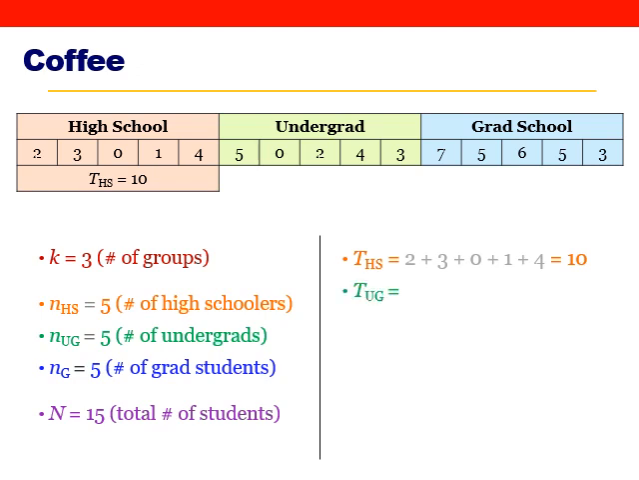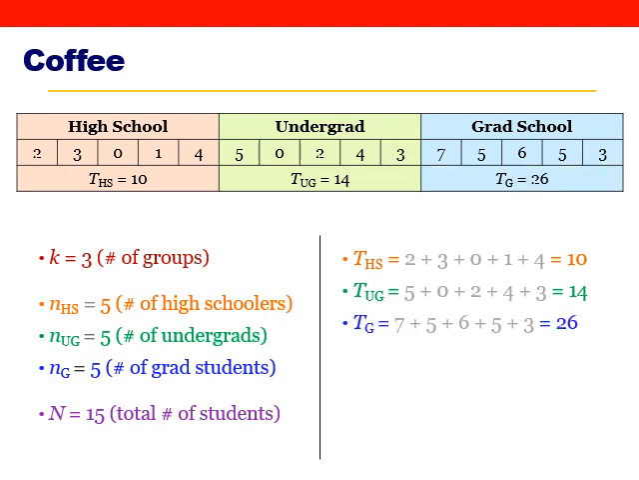We'll then do the same thing for undergrads. Our 5 undergrads combined drink a total of 14 cups of coffee per week, and our 5 grad students combined drink a total of 26 cups of coffee per week. Again, all we're doing here is taking the scores within each group and adding them together.